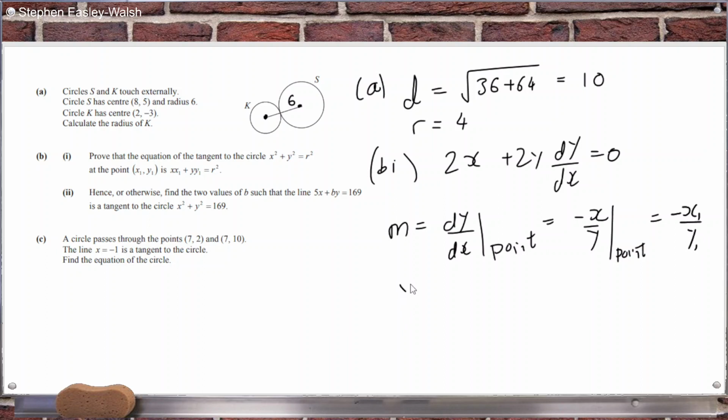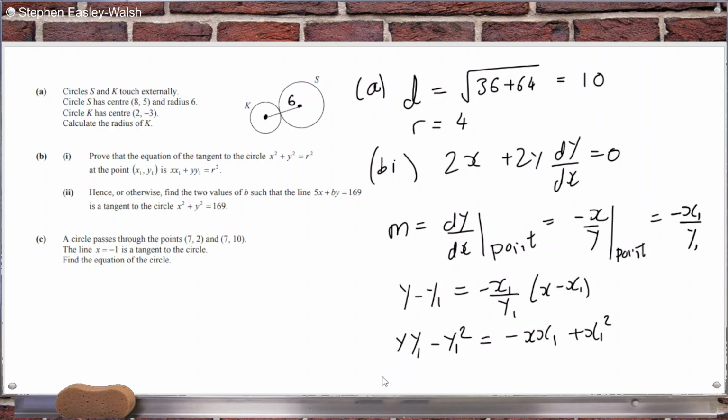And now the equation of the line: y minus y1 equals m times (x minus x1). Multiply by y1. So you have y1 times (y minus y1) equals minus x1 times (x minus x1). So you have x x1 plus y y1 equals x1 squared plus y1 squared, taking the y1 squared to the other side. But in fact, that's r squared. So you have the result x x1 plus y y1 equals r squared. So let's clear that off.